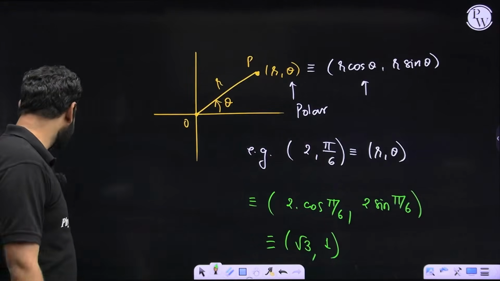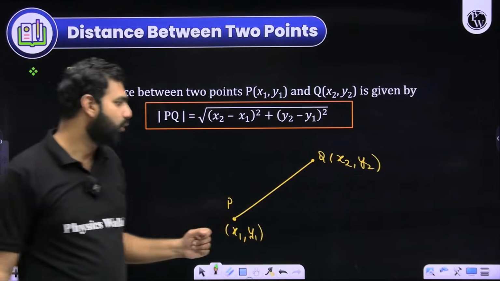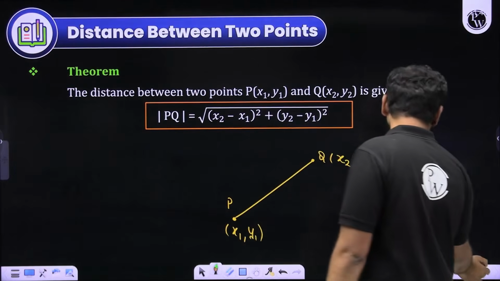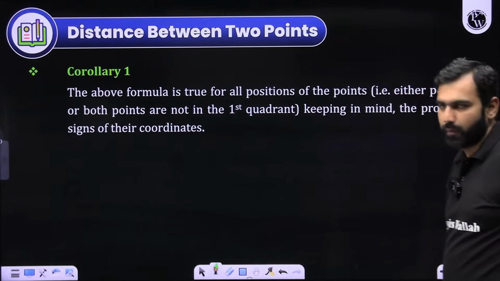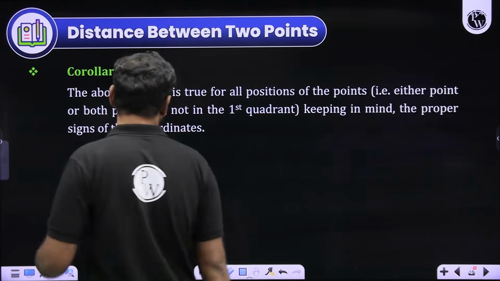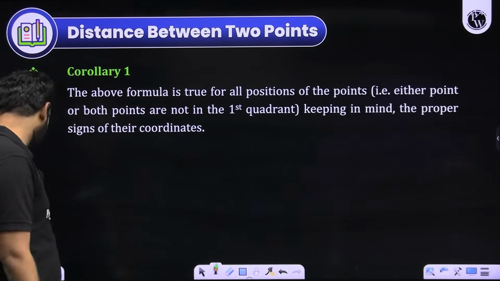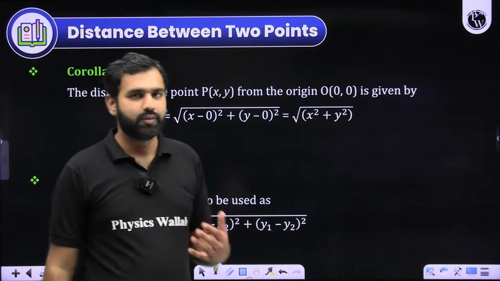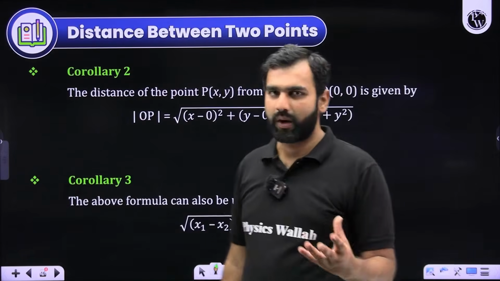As we have already discussed with the distance formula, now let us move ahead with some more clarity, with some more concepts. What do we see? Now, the above formula is true for all positions. So yes, this is something we already know. Wherever the points lie, this particular formula can be applied in whichever quadrant the points lie.